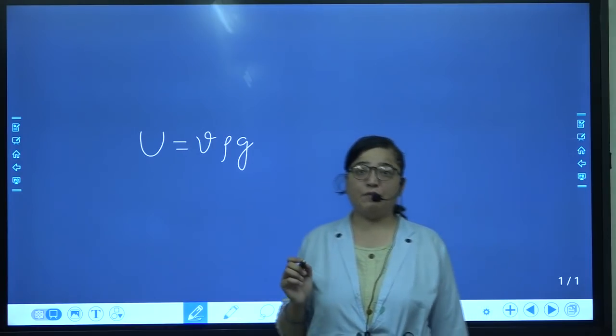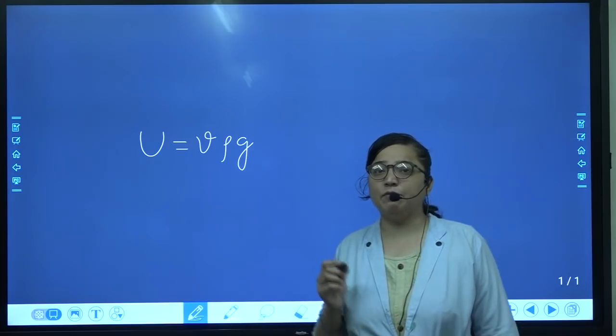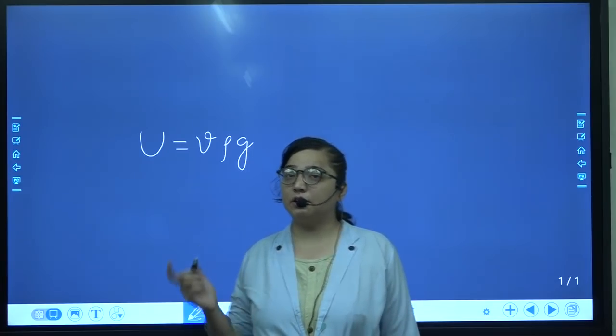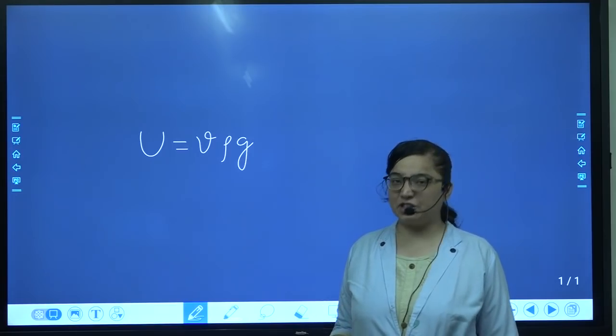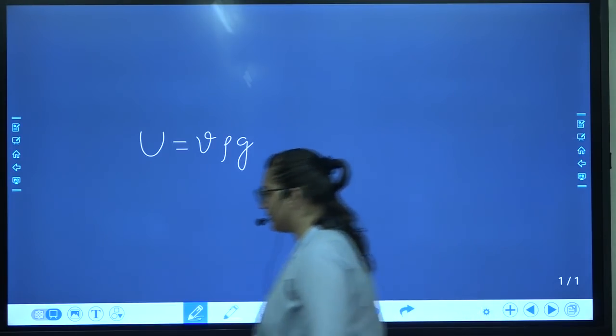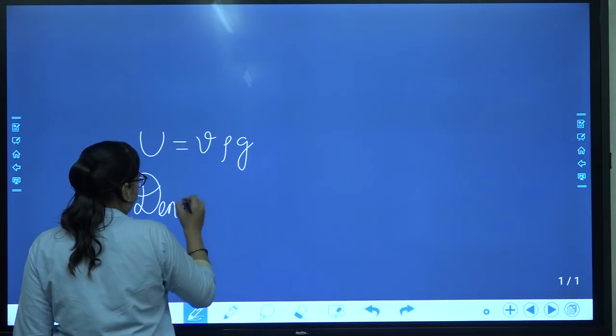Most of the time the fluid is water. Because most of the time fluid is water, we should know the density of the water. Water's density is 1000 kilogram per meter cube or 1 gram per centimeter cube. Here it is. Density of water.